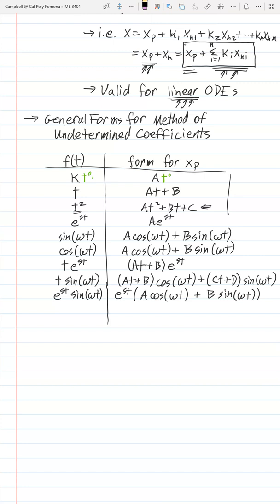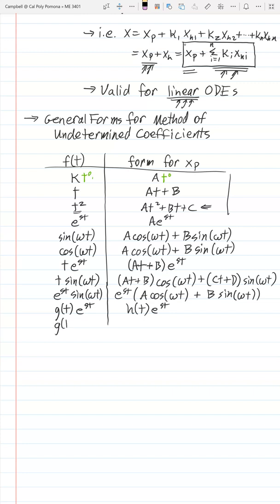And so you can see that if we have any function of time multiplied by e to the st, we would just take the general form associated with the solution for the undetermined coefficients and just multiply that general form by e to the st.